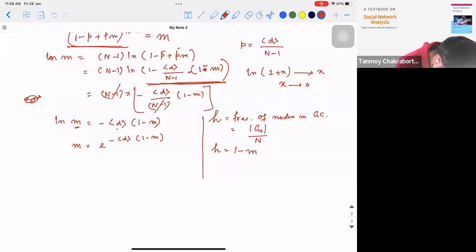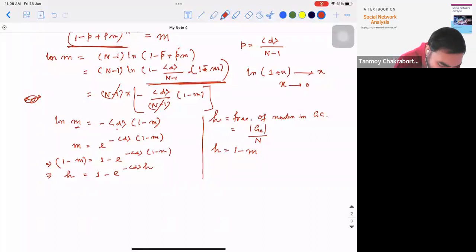So, then I'm subtracting this part from 1 on both sides. 1 minus e to the power minus d (1 minus m), right? So this is h, and this is 1 minus e to the power minus mod d h.